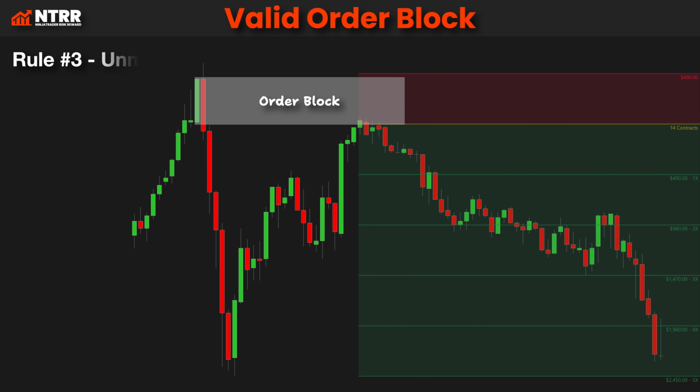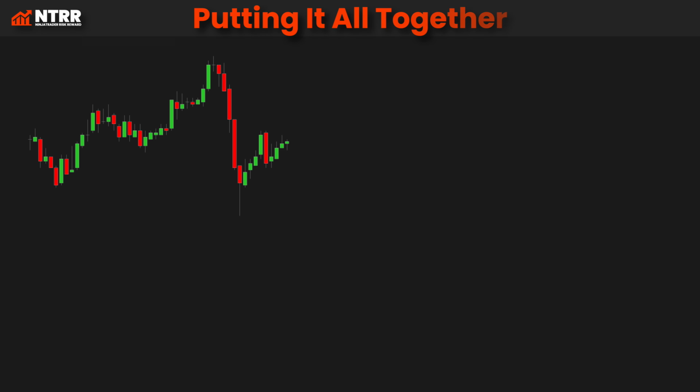Rule number 3, unmitigated order blocks. The third rule is that the order block must be unmitigated. This means price should revisit the zone for the first time since its creation. The idea is that institutional orders often don't get filled in one move, so when price returns, it's likely that institutions will defend the zone, leading to a reaction. Once price taps into the order block and moves away, the block is considered mitigated and should no longer be traded.